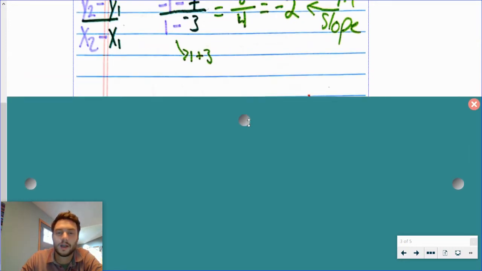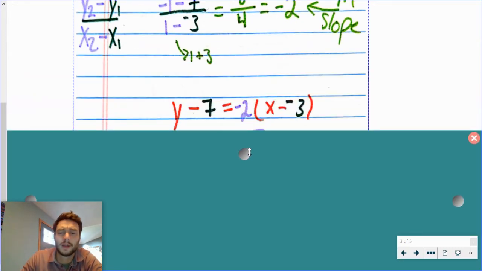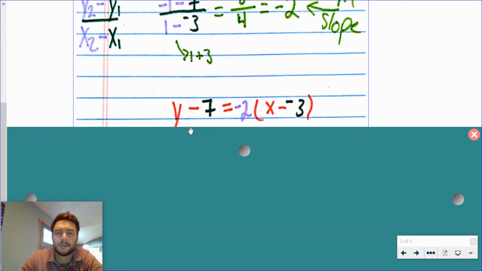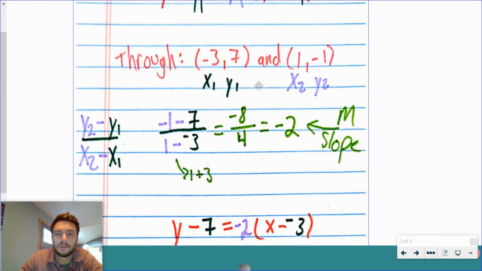So let's see what that looks like. Once again, everything in red is exactly the same every single time: y minus, the equal signs, everything like that. We just place y minus y1. Well, what was y1? y1 was 7. So y minus 7. Cool. That makes sense. Equals -2. I just took that slope and put it down here. Times parentheses x minus, well, what? Well, minus -3. x minus -3.